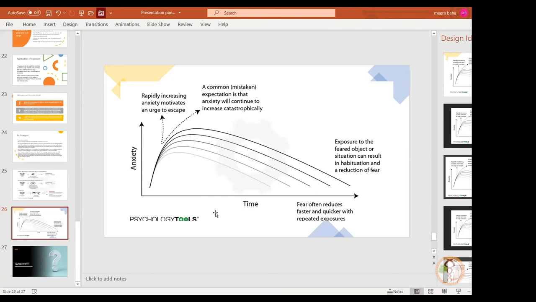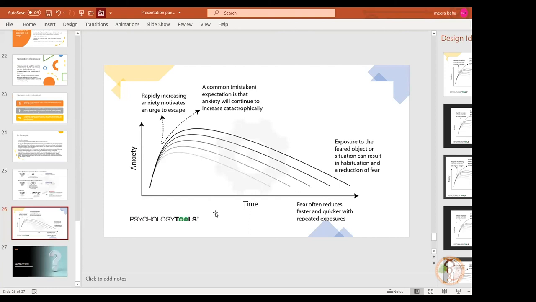However, if you avoid the situation completely, the anxiety comes down slightly, but it remains and it never comes down fully. Do you understand? With the safety seeking behavior, the anxiety remains high, whereas with the exposure, the anxiety goes really up, but it comes down after a long period of time.